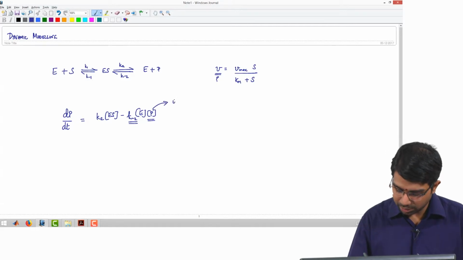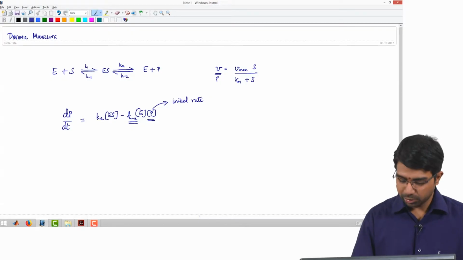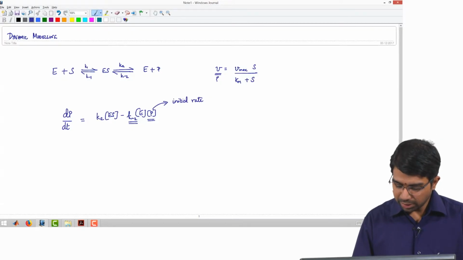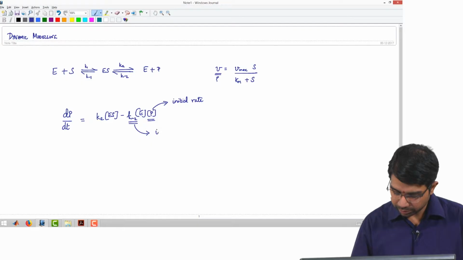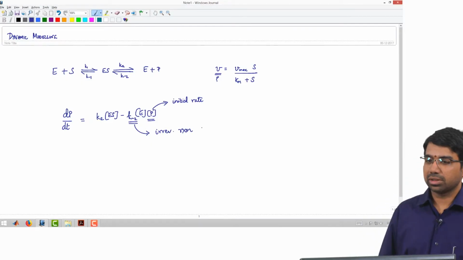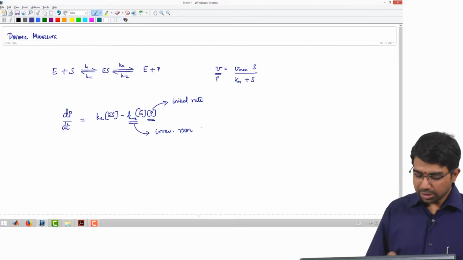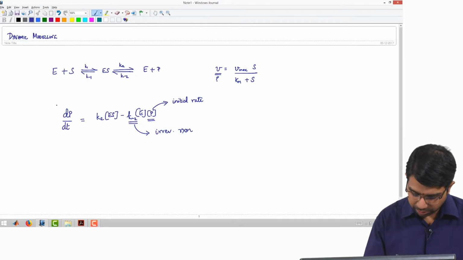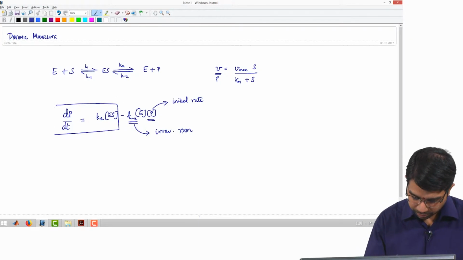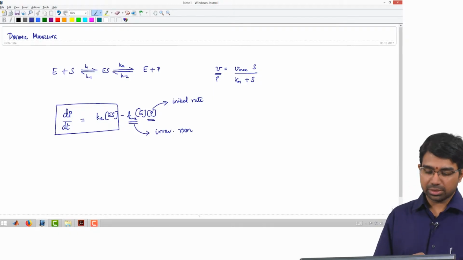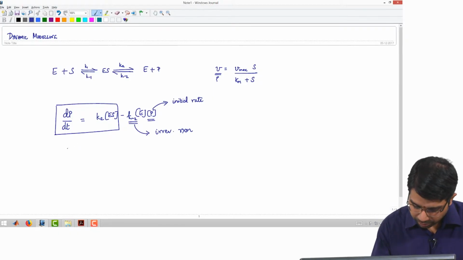P equals 0 means initial rate, or if we can have the product removed. K minus 2 being 0 would mean an irreversible reaction essentially, but that is a harsher assumption to stay with. Right. So dP by dt is K2 ES, so we will just assume that it is K2 into ES.